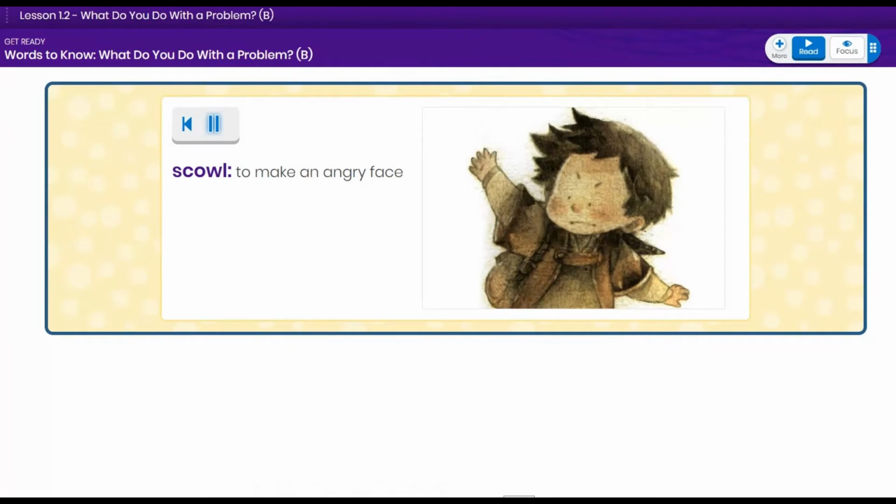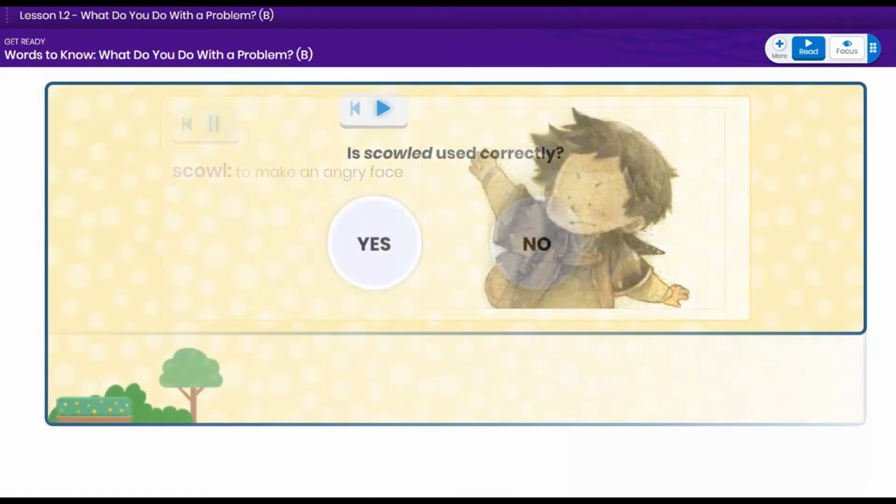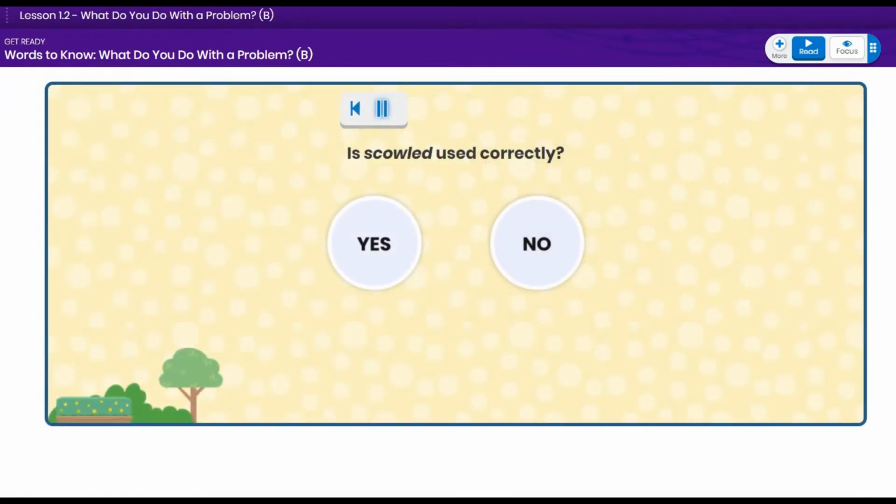In What do you do with a problem? The character is trying everything they can think of to make their problem go away. The character scowls. Listen to the sentence and decide if the word scowled is used correctly. When Sheila scowled at Marcus, her smile made him smile. Is scowled used correctly? Choose yes or no.